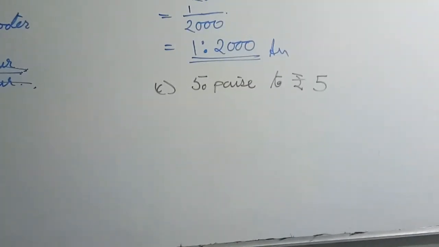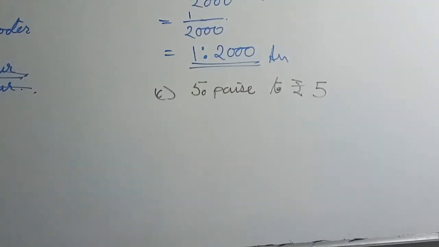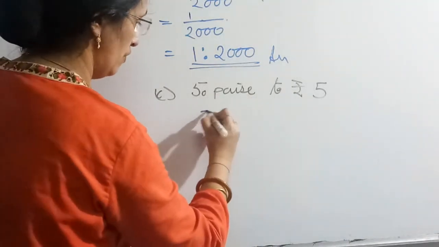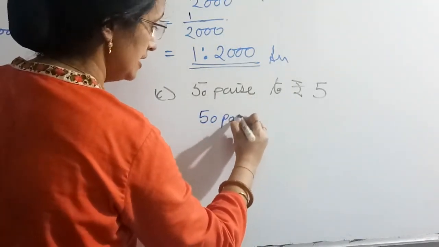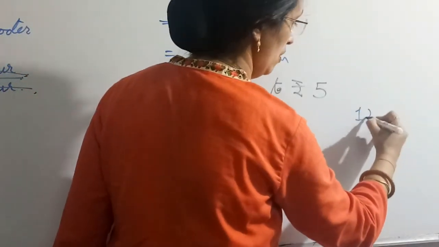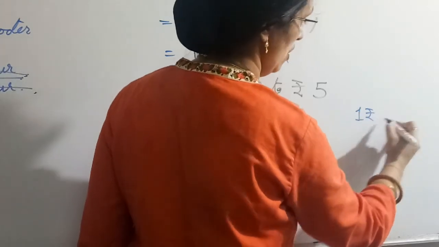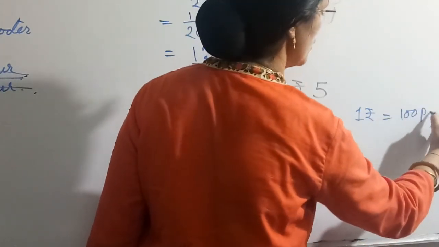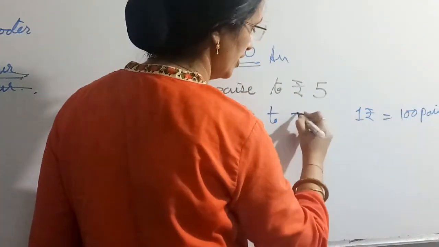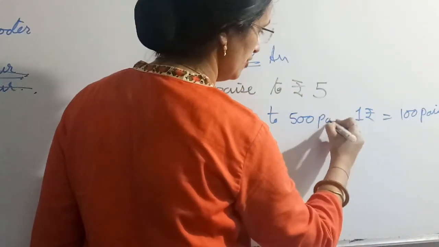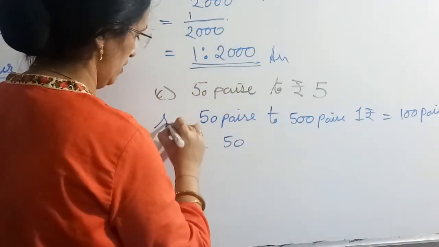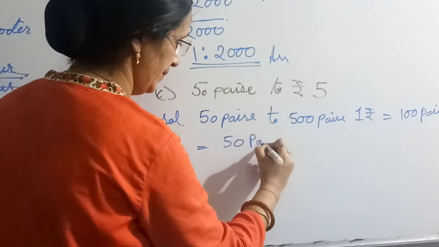What are they telling? They are telling 50 paisa to 5 rupees. This is the symbol of rupees. Now 50 paisa. So again we will make the units the same. Here we know 1 rupee is equal to 100 paisa. So this 5 gets multiplied by 100, so it will become 500. So what will it be? It will be 50. This is our solution.